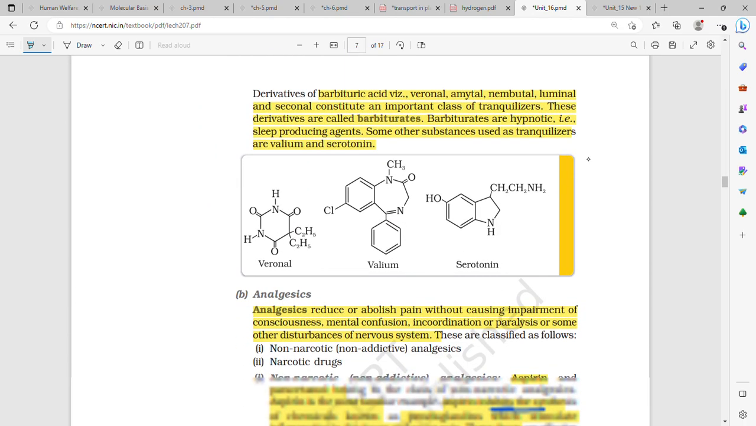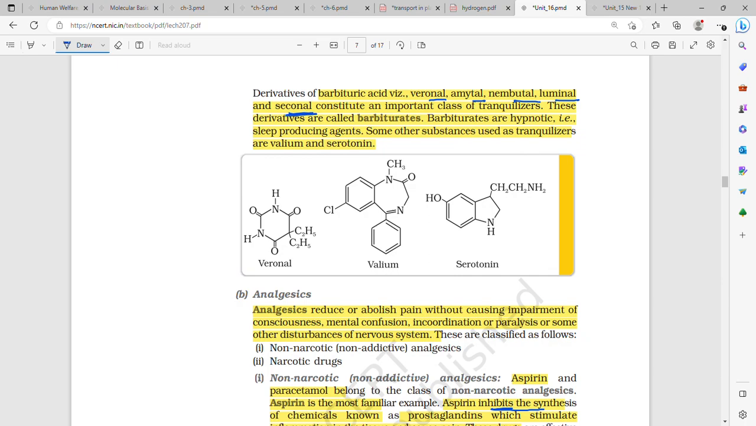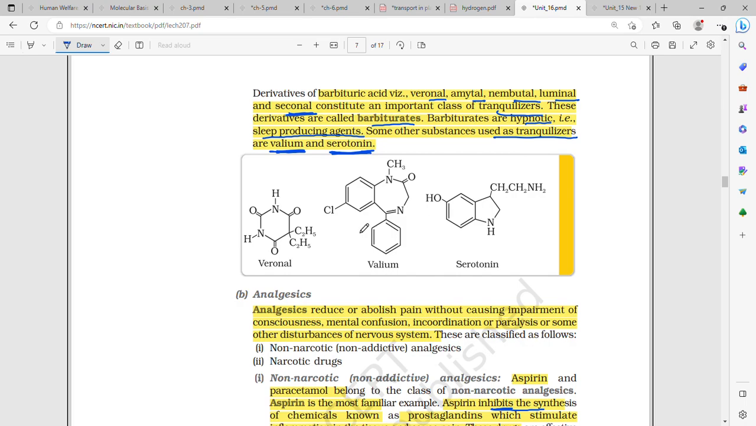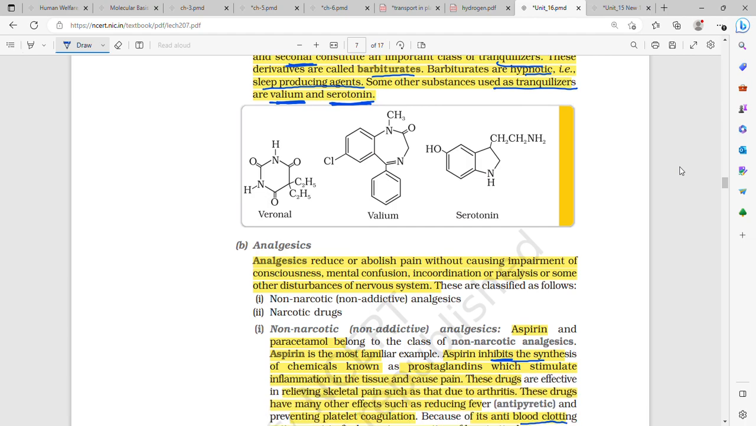Then derivatives of barbituric acid. Examples are veronal, amytal, nembutal, luminal, and seconal. They all constitute an important class of tranquilizers and they are called derivatives of barbiturates. Barbiturates are hypnotic, that is, sleep producing agents. Some other substances used as tranquilizers are Valium and serotonin.